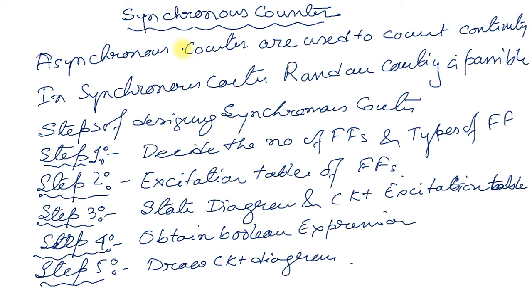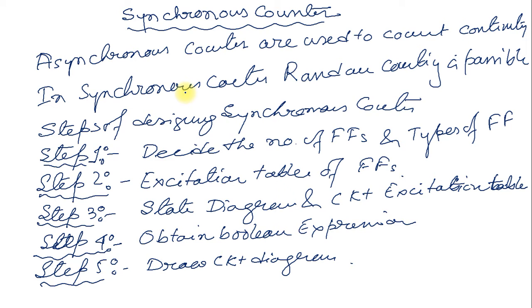Till now we have learned asynchronous counters. We have learned 5 types of asynchronous counters: up counter, down counter, up down counter, mod 6 counter and mod 10 counter. In up counter, down counter and up down counter, we have learned about mod of 2 to the power n, like mod 4 counter, mod 8 counter, mod 16 counter, and such. Depending on the mod, we have counted continuously, as asynchronous counters are used to count continuously.